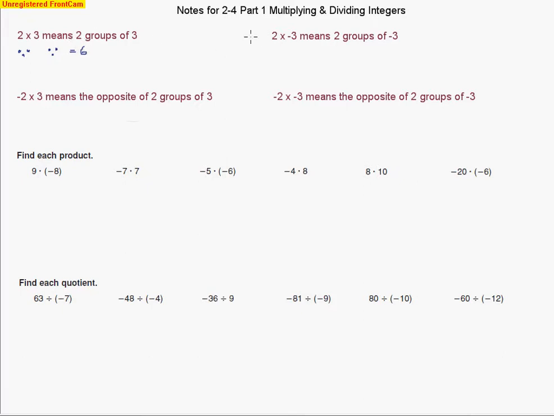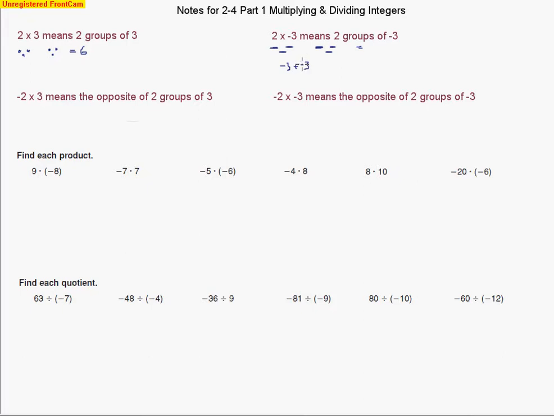Well, how about if we had some negative numbers, like two groups of negative 3? Well, to show this, again, this means two groups of the opposite of 3. So if I had, instead of dots, this time I'm going to use minus signs to represent the 3. So negative 3 represents 3 minus signs. Two groups of negative 3. Notice that I have 6 minus signs. So two groups of negative 3 means that it's the same thing as negative 3 plus negative 3.